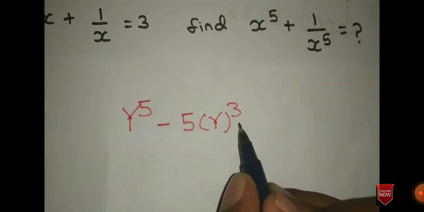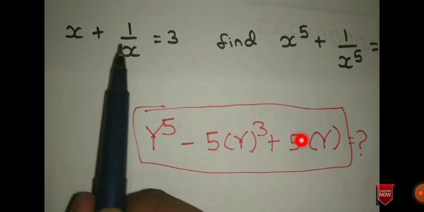So y power 5 minus 5 into y cube. So this 5 and this 5 all denote the power. So y power 5 minus 5 y cube plus 5 into y. So this is the formula for solving this sum. You have to understand, you have to memorize this formula. This is the formula, y power 5 minus 5 into y cube plus 5 into y.